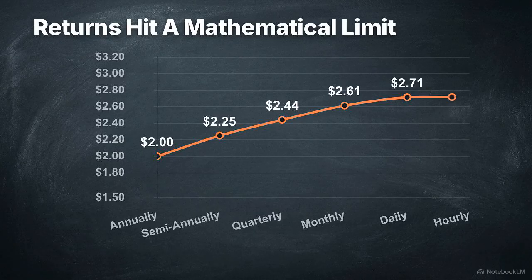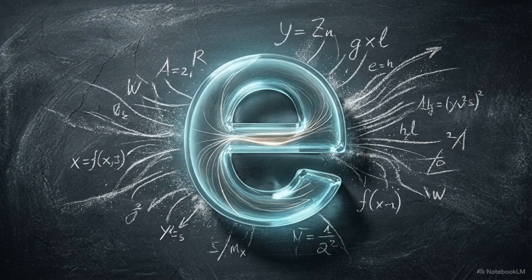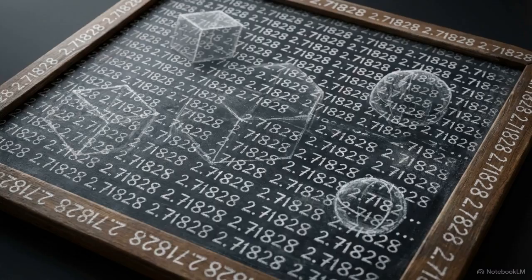As we increase the frequency, monthly, hourly, by the minute, the returns grow, but they do so in shrinking increments. Even as the frequency approaches infinity, the sequence never reaches $3. It plateaus at a hard mathematical limit. This constant is 2.718, Euler's number, represented by the letter E. Like pi, it is an irrational number that describes the maximum possible result of continuous growth.